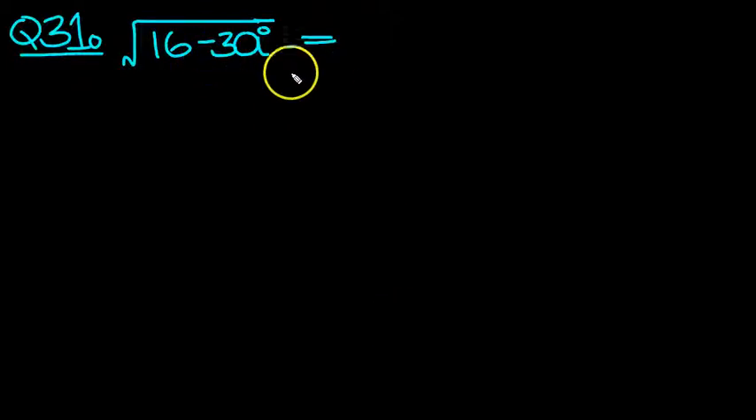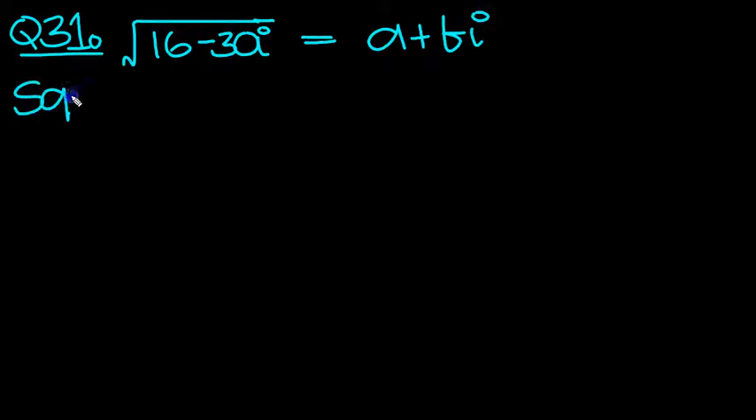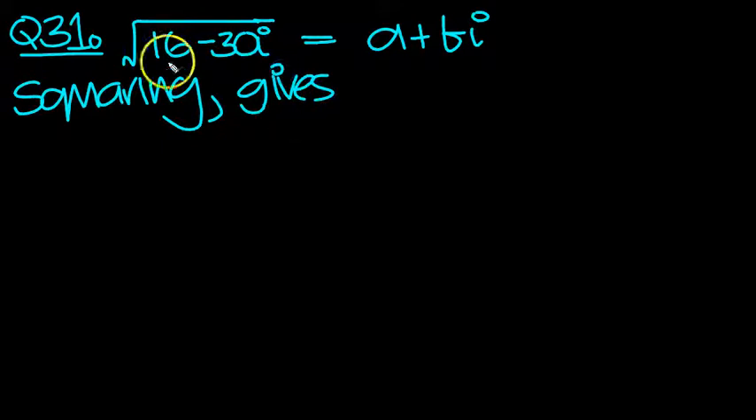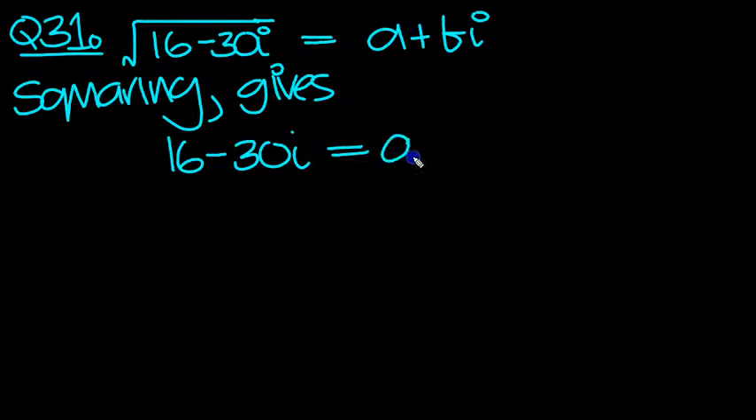The square root of 16 minus 30i. Let's let that equal a plus bi, then square both sides and see what we get. Squaring both sides, the square of the square root is just what's inside, 16 minus 30i. Squaring this side, we'll get a squared, and then the last term will be minus b squared, won't it? And the two middle terms will give plus 2abi.